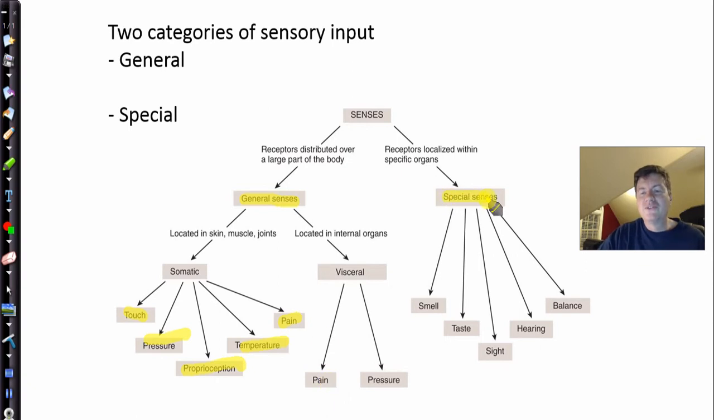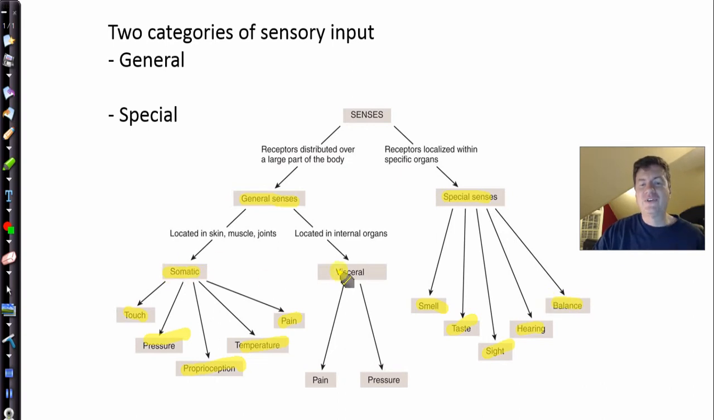But special senses are only going to have the receptors in certain localized regions, and these are going to be quite specific. So smell, taste, sight, hearing, and balance, all of these receptors are actually in the head, and they're going to be quite specialized. So that's why we call them special senses, because their receptors are only going to be in one place, and they're going to be more specialized than the general type.